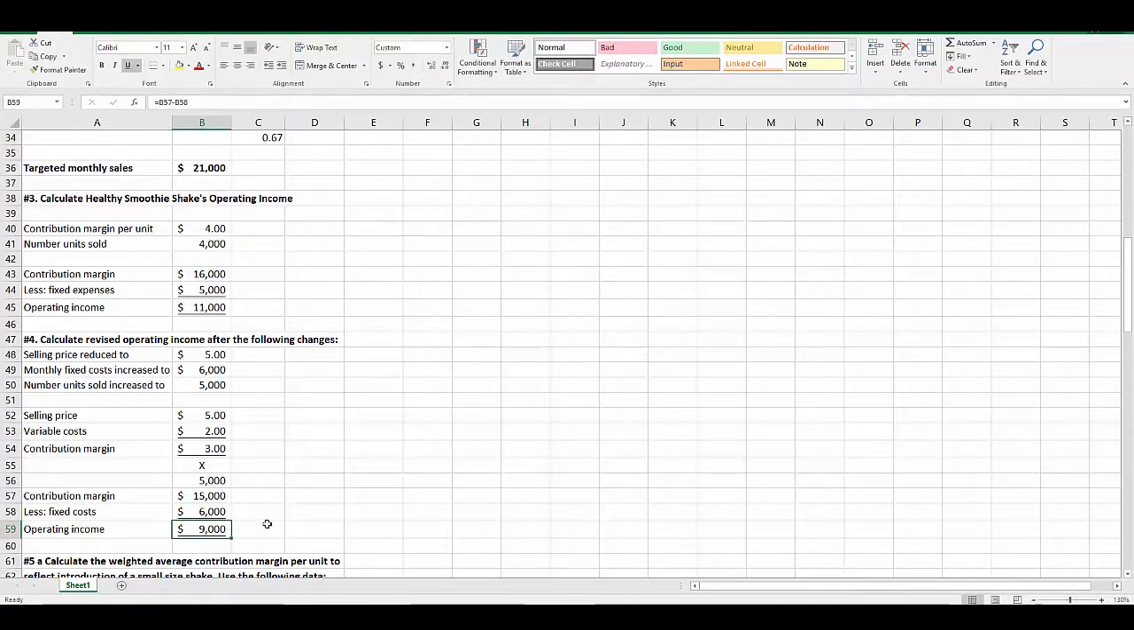of $9,000. If you were advising the company, you would tell them not to do it, because by lowering their price, they did sell more units. They sold 5,000 instead of 4,000, but they ended up with a lower operating income, so they wouldn't do it in this particular instance. So that ends part 4.